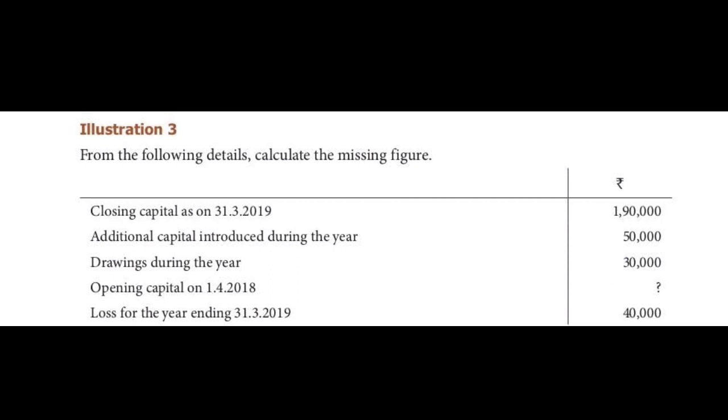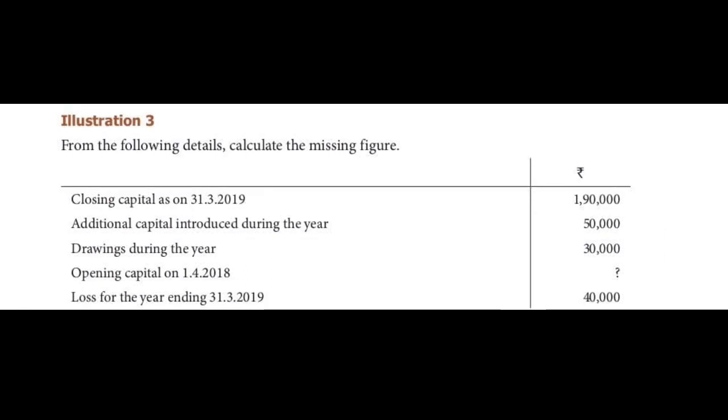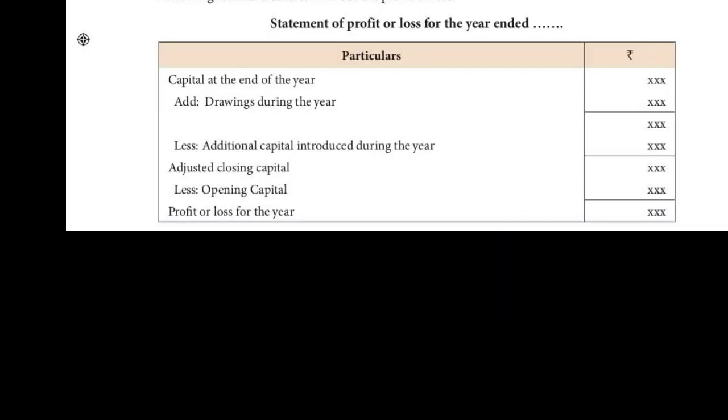Let's move on to the sum. Closing capital as on 31/3/2019 is 1,90,000. Additional capital introduced during the year 50,000. Drawings during the year 30,000. Opening capital as on 1/4/2018 is missing, question mark. Loss for the year ending 31/3/2019 is 40,000. We know that we have to follow the format method.